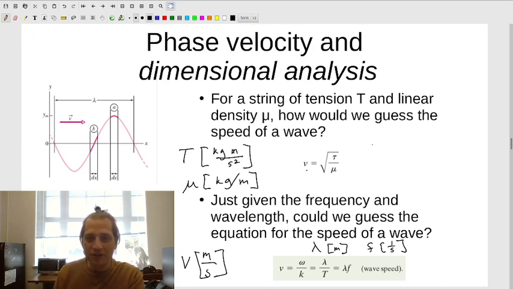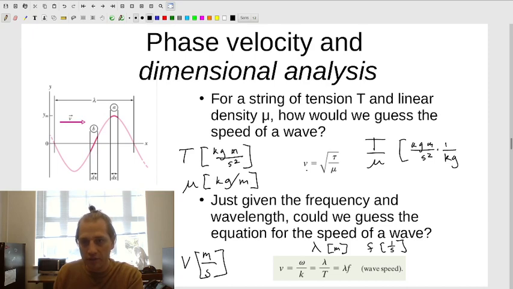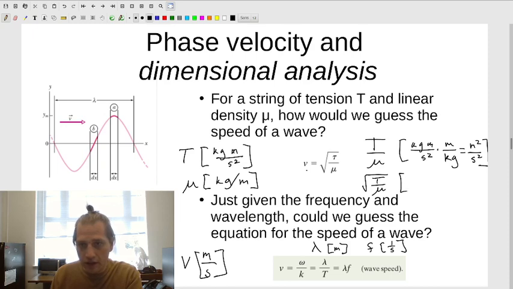So if I wanted to go ahead and try T over mu, that would give me units of kilograms meters over second squared, times, and then if I take mu in the denominator, that would be kilograms in the denominator times meters. So that would give me meters squared over seconds squared. Okay, that's close. And then if I take a square root of that, that is going to give me the square root of meters squared over seconds squared. So that has units of meters per second.